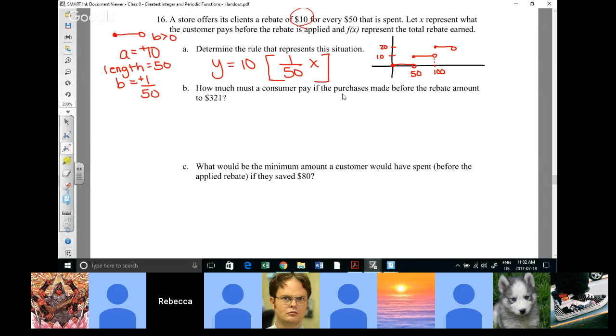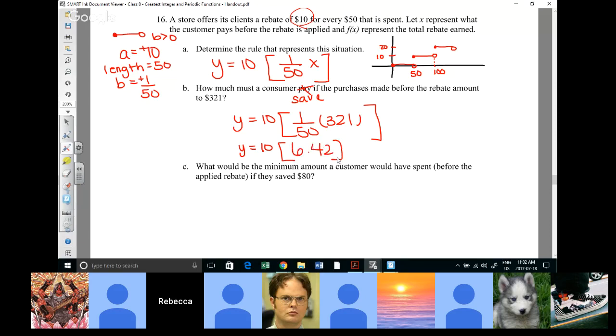How much will the customer pay if the purchase is, or how much will she save if the purchase is made before the rebate amount is equal to 321? So I would plug in 321 as my x. So here I would get y equals 10, 1 over 50, 321. So here you would get 321. So you get 6.42.